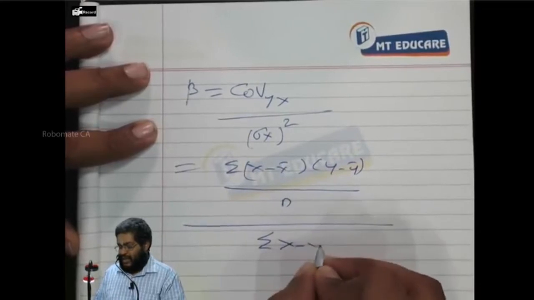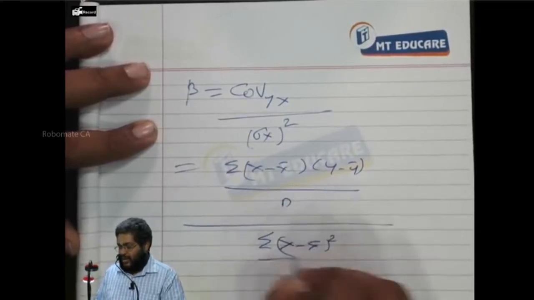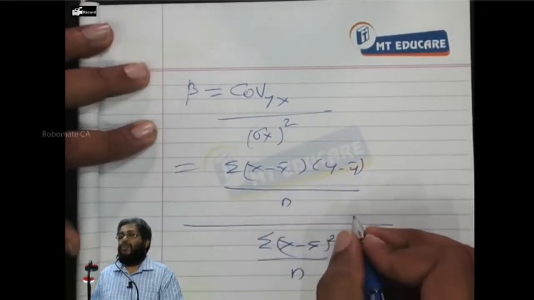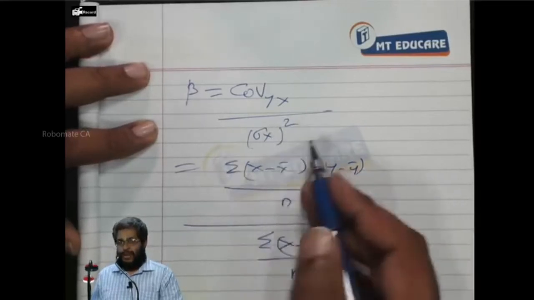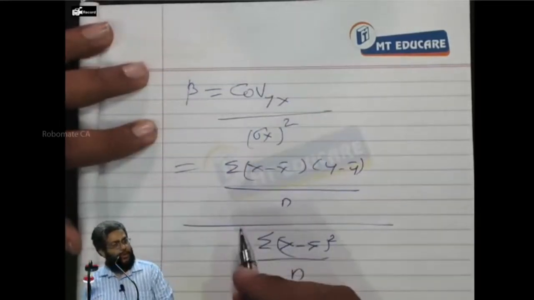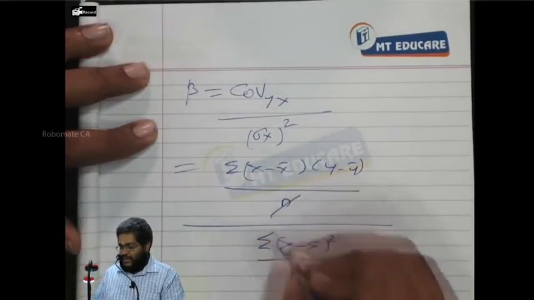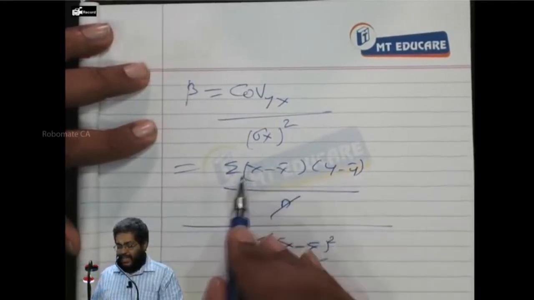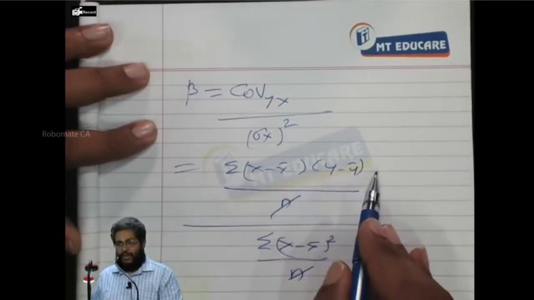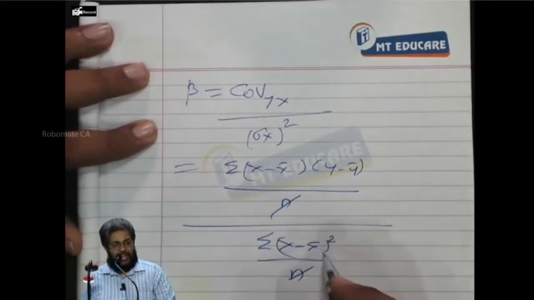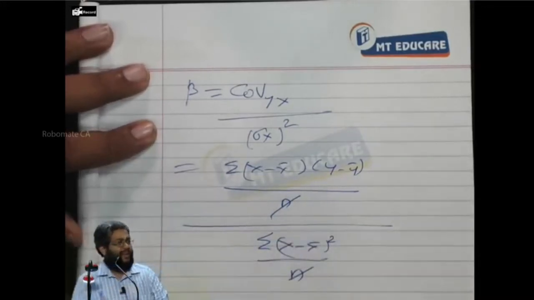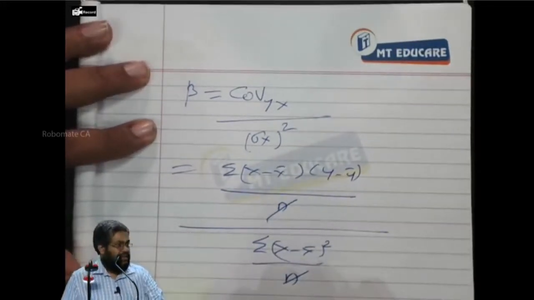Sigma x minus x bar the whole square divided by n. The square root goes out because sigma x square becomes what? The square root vanishes. Yes or no? Now the n here gets cancelled. We can simply say beta is sigma x minus x bar into y minus y bar divided by sigma x minus x bar the whole square, which gives you the beta number. Right or not? Yes or no?